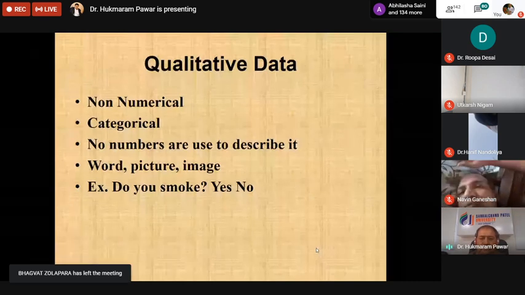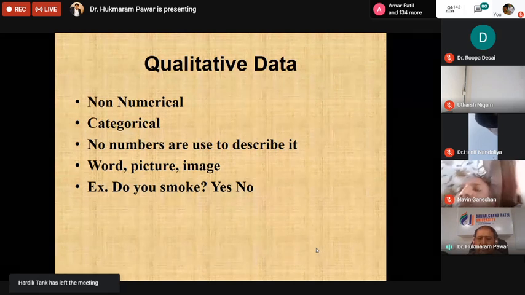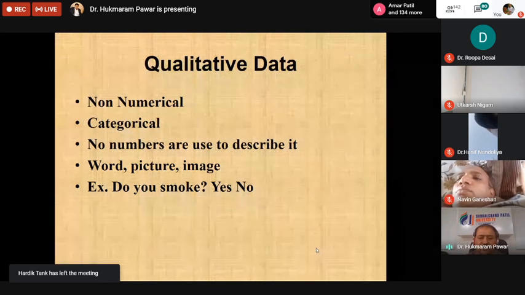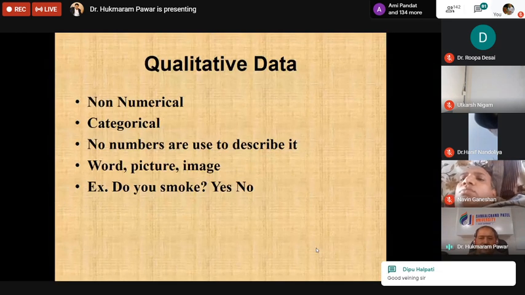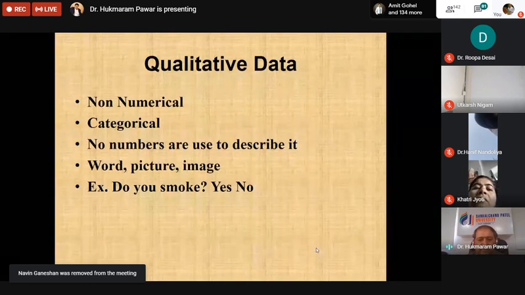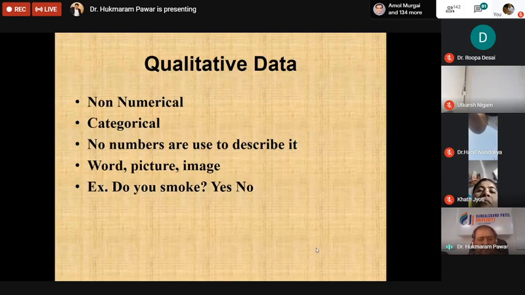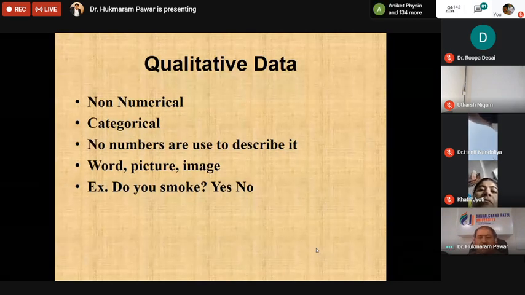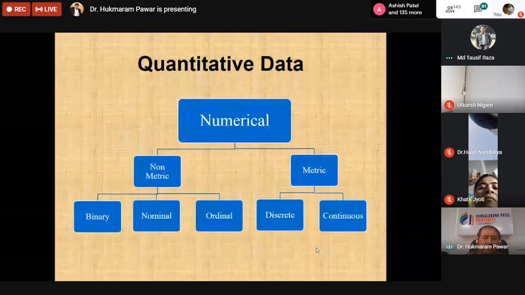When you ask the question, what is your name, or what do you like or dislike, whatever answer we get is not in numeric form, and that is called qualitative data. The punctuality of a person and the honesty of a person are qualitative kinds of data. The beauty of people is also a qualitative kind of data. One example I have presented here: do you smoke? Then the answer is yes or no. The answer we get is a qualitative form of data.